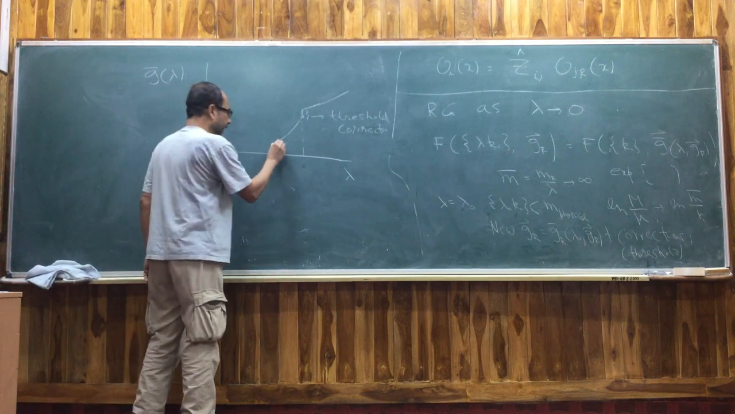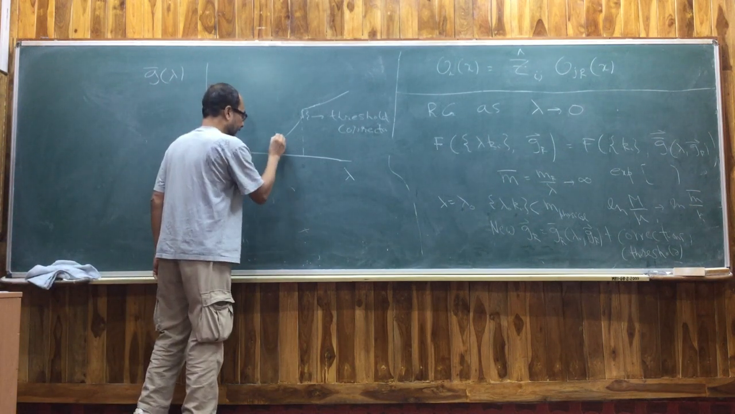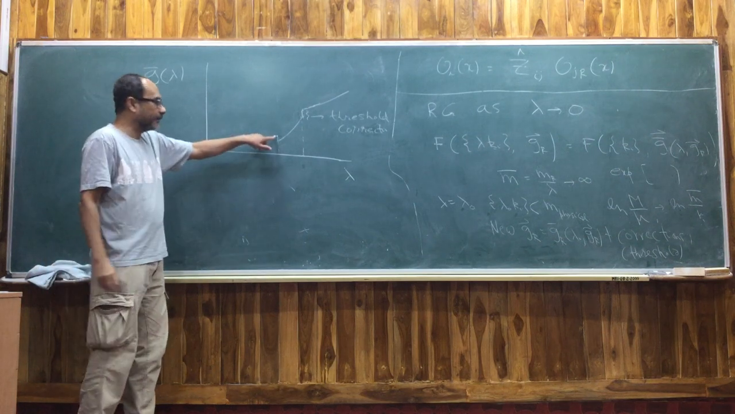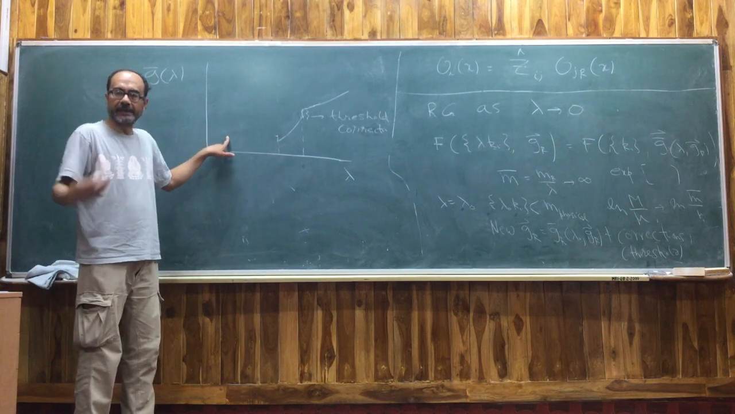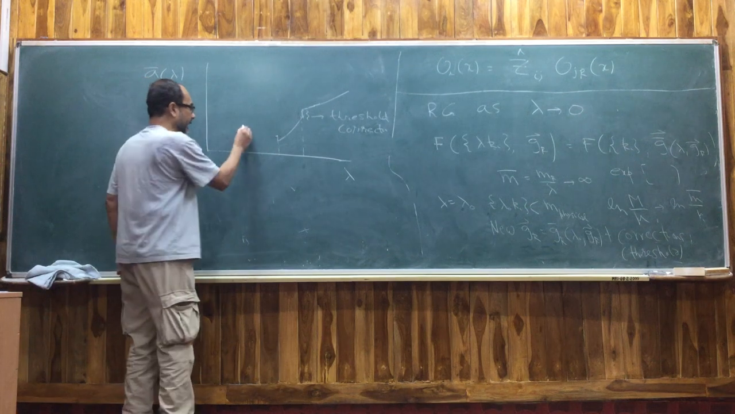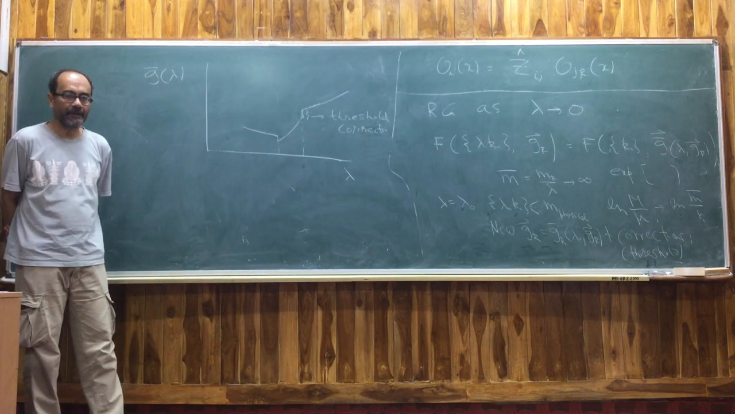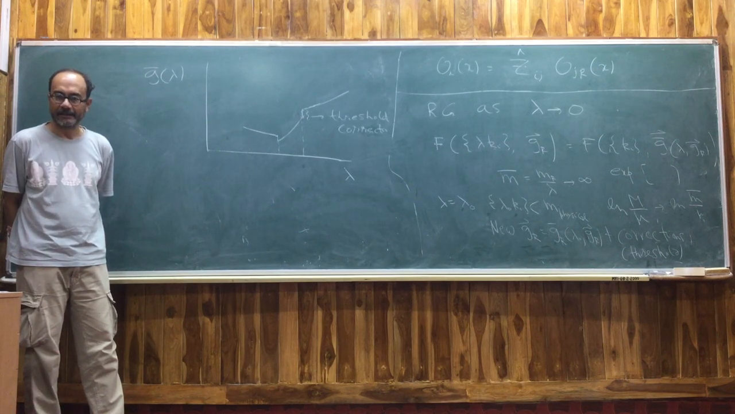You again change a little bit. Maybe this time it's high. It goes up a little bit, the threshold correction. Then you start evolving from here, but with yet another beta function, right? Which may even make it go up. The theory may become asymptotically free instead of infrared free.